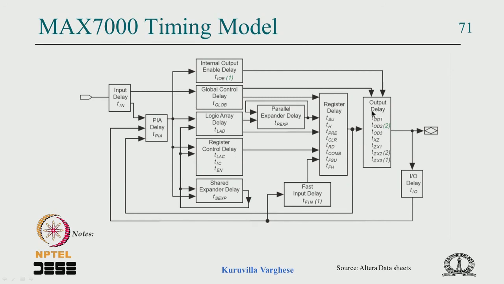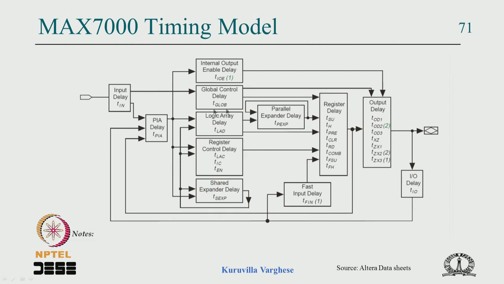And if it goes to the tri-state gate, there is a delay. So similarly if there is an input, there is an IO delay, and then again it's the PIA, or for fast input it directly comes to that mux delay and comes to the flip flop.